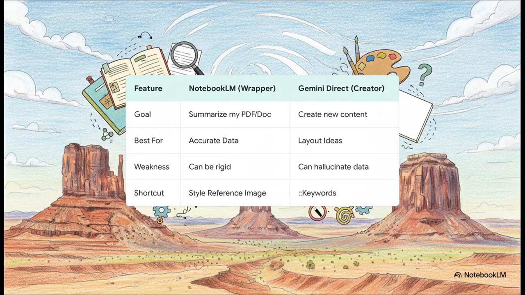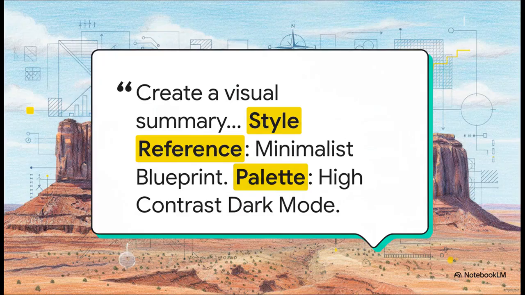This table really breaks it all down. See, NotebookLM's whole goal is to summarize your document, so it's best when you need data accuracy, but it can be a little rigid. Gemini Direct's goal is to create something brand new, which makes it awesome for layout ideas, but just be careful. It can sometimes make stuff up. As you can see, their shortcuts and prompt styles are totally different, which we'll get into right now. A typical NotebookLM prompt is really descriptive.